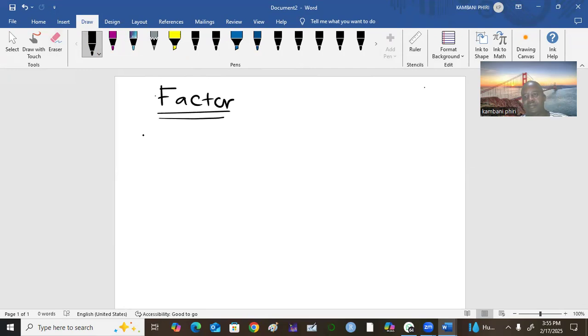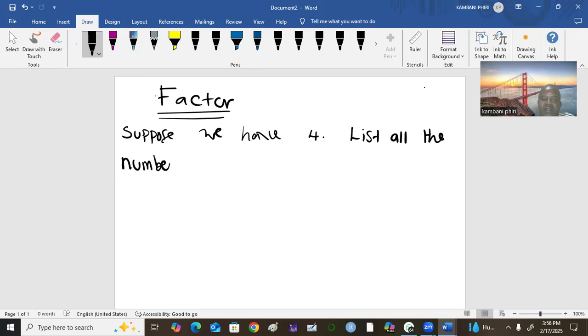What is a factor? All right. Now, suppose we have the number 4. Let's list all the numbers which can divide into 4. By that I mean exactly.